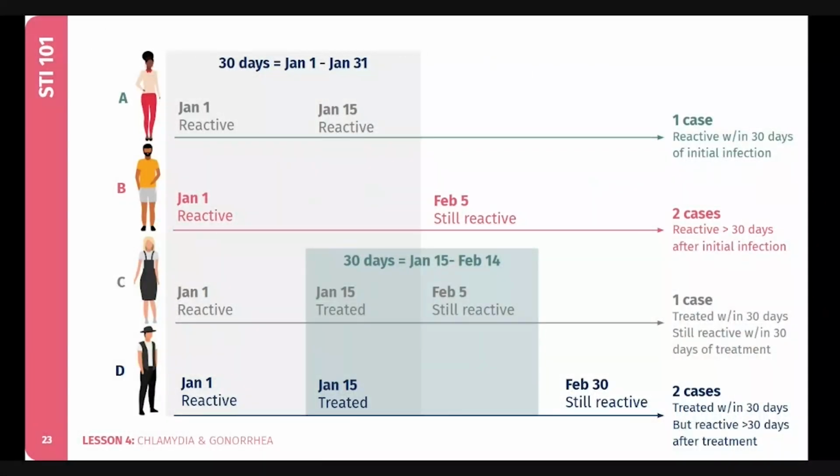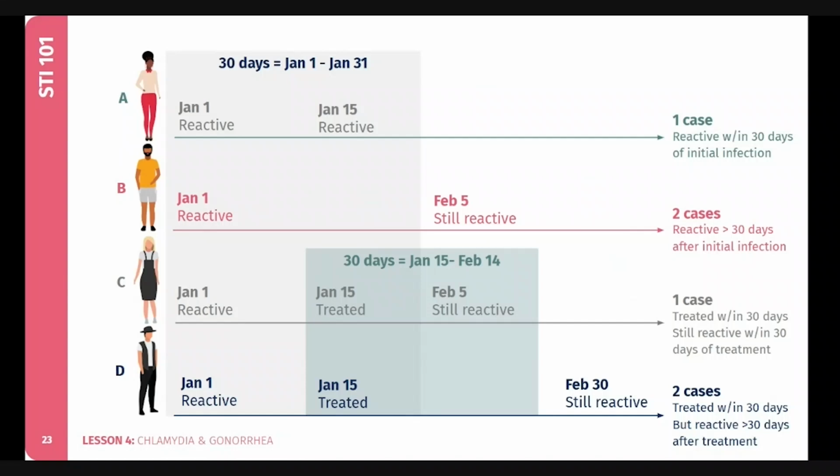What happens if a case is treated? As we discussed, if a person is treated within 30 days of their infection, we use the day of treatment as their new frame of reference, rather than the day of initial infection. Take a look at persons C and D. Both C and D were initially positive on January 1st, but they received treatment on January 15th, which is within 30 days of their original infection.